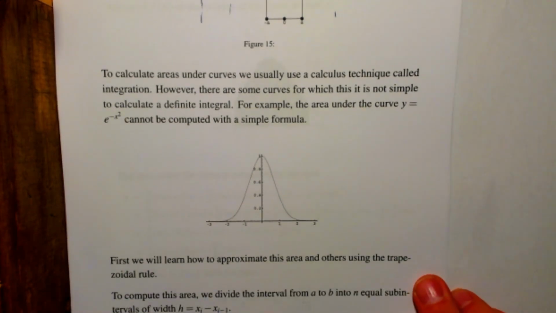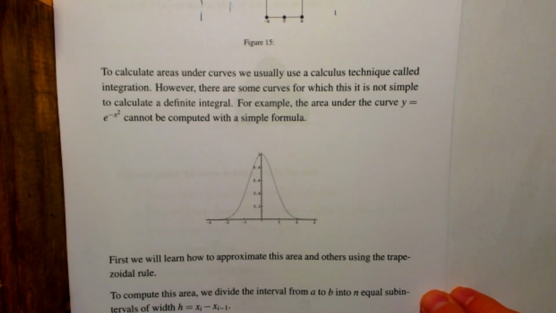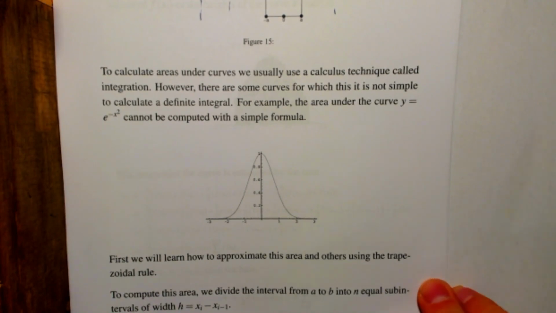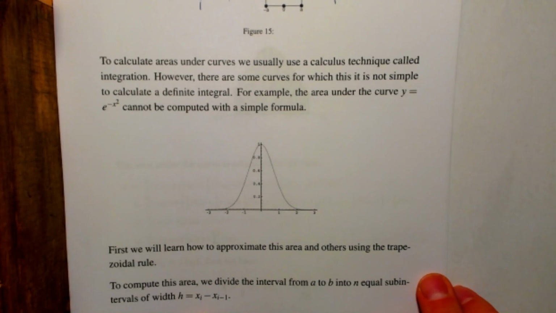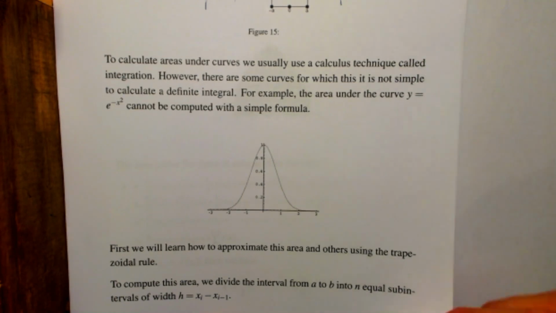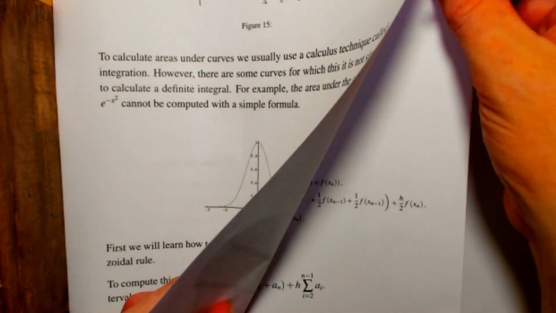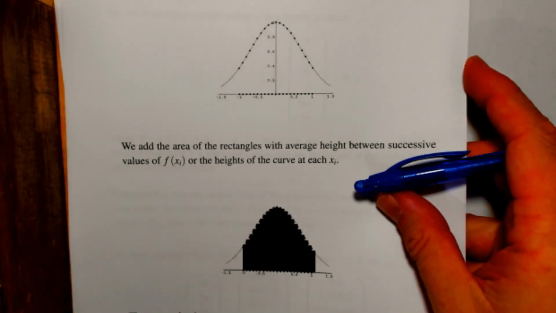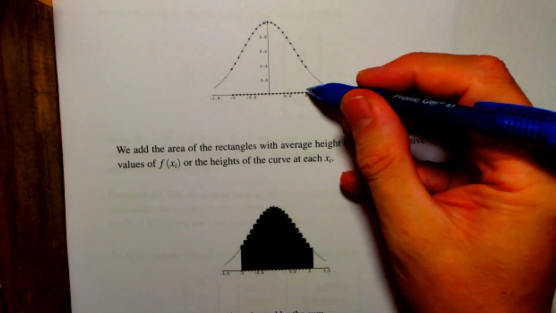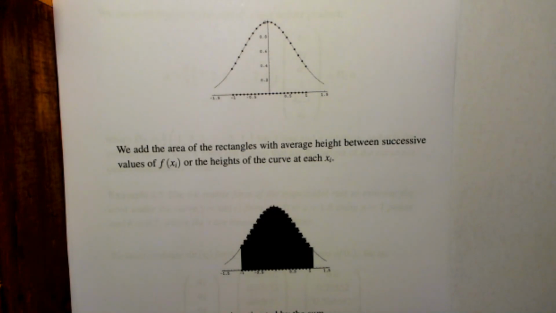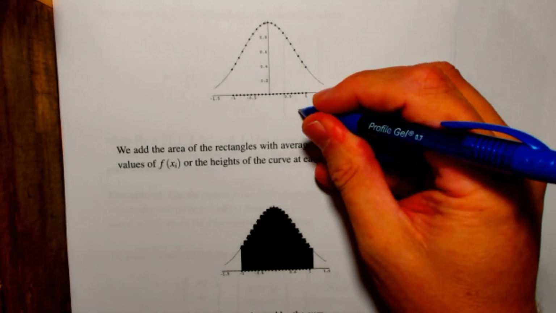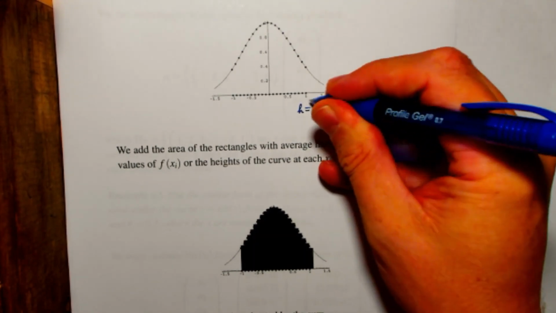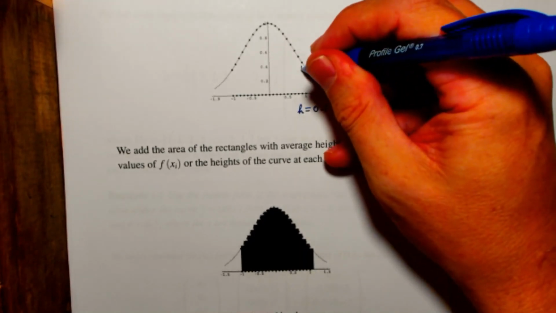Okay, so now to compute the area, we would divide the interval from a to b into n equal subintervals of width h. So h would be x subscript i minus x subscript i minus 1. So let's go ahead and look at the diagram where we do that. Here we've got some really tiny intervals, and it looks like they are of width 0.1. 0.1 is the width of these.